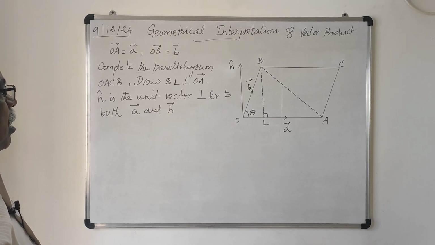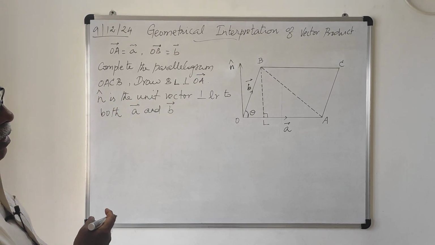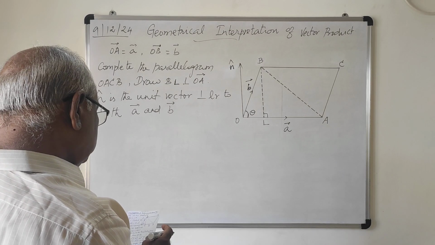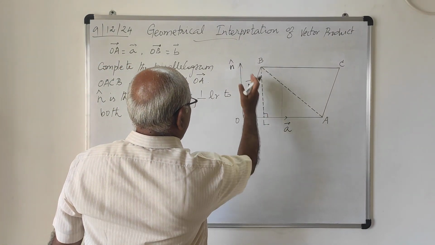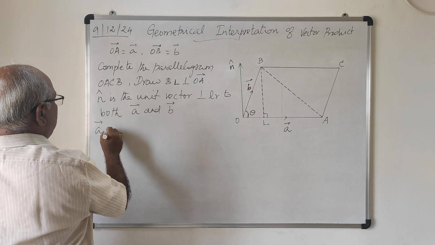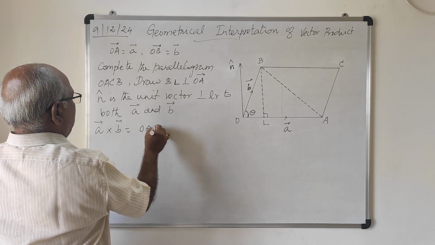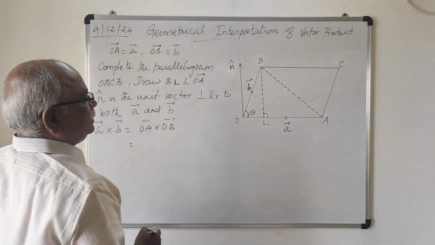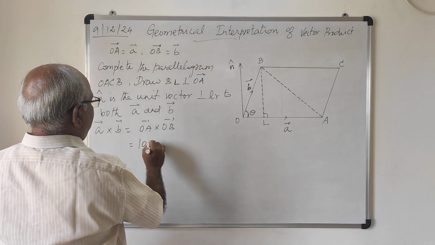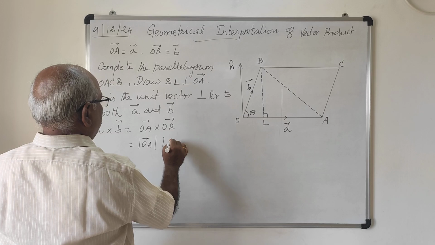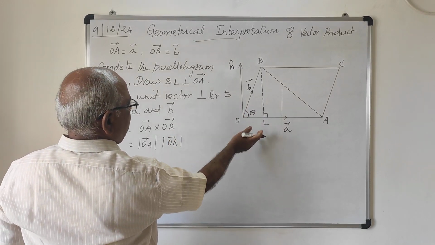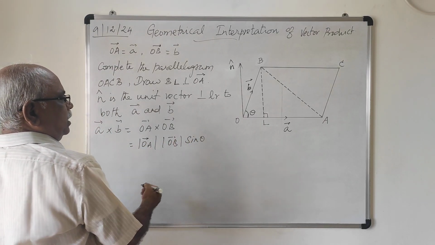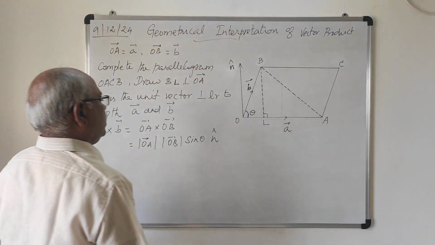Now, what is OA cross OB? By definition, OA cross OB, that is A cross B, is mod of OA into mod of OB into sin theta into n cap, because it is a cross product. N cap is the unit vector perpendicular to both A and B.